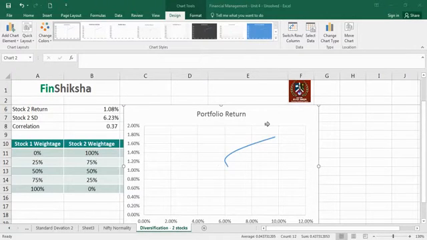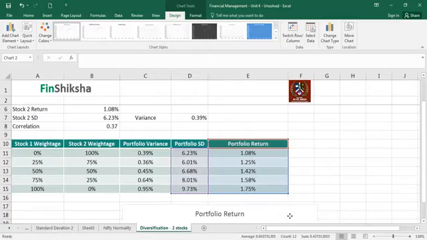Now we'll get into more details about this as we go along, but that's how you basically make a plot. I'll just move this down.